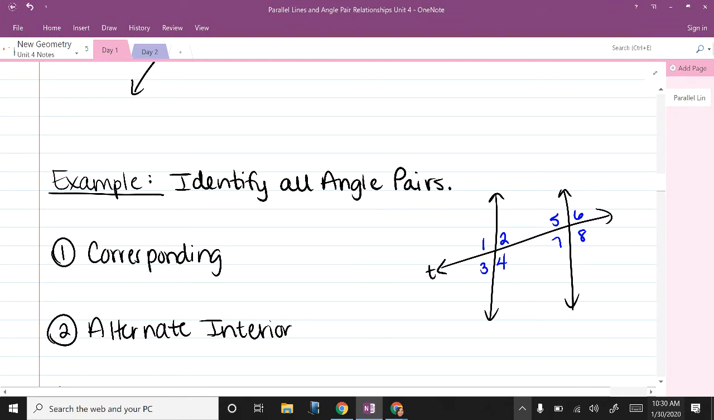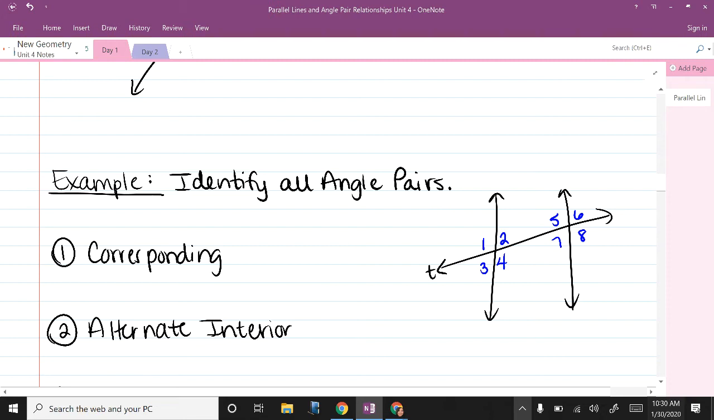Okay. Y'all have the picture drawn? It goes 1, 2, 3, 4, 5, 6, 7, 8. All right. So first we want to find all of our sets of corresponding angles. So go back to your notes. What does corresponding angles mean? They have corresponding position. They're in the same position, right? They look like they're in the same spot, but for another set of lines.